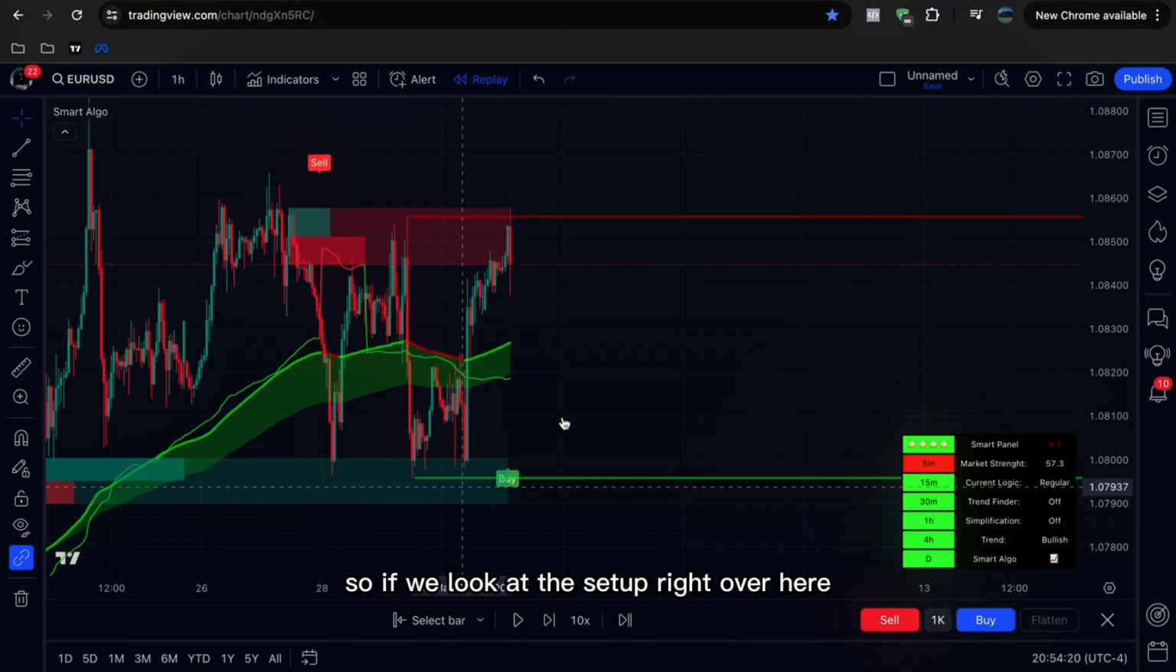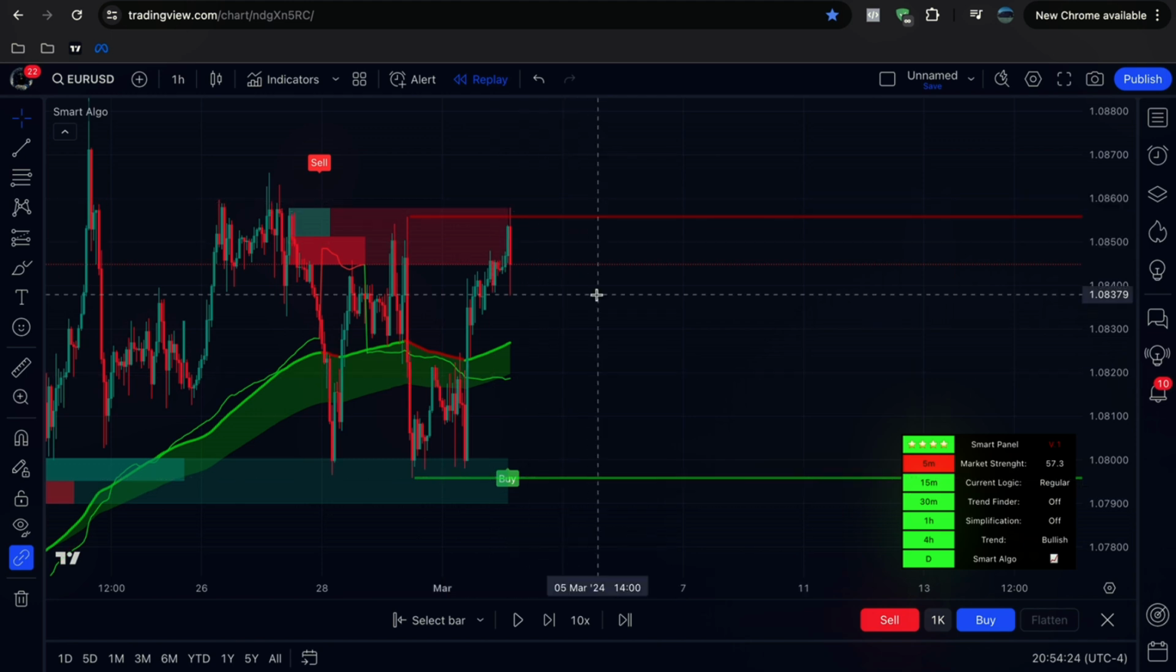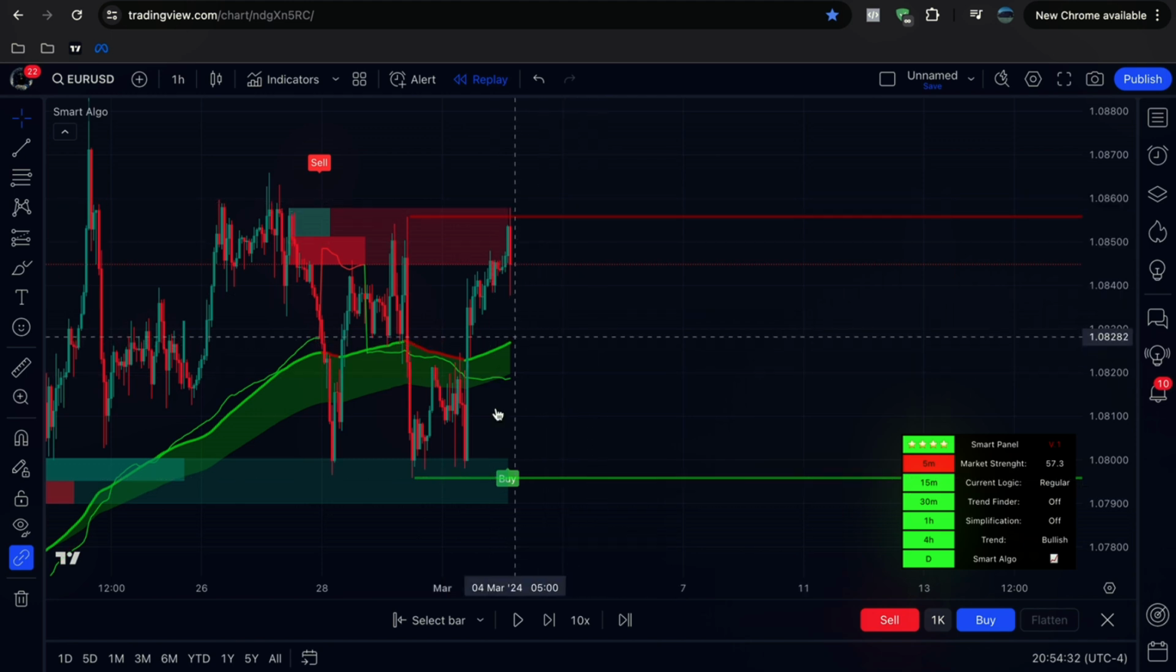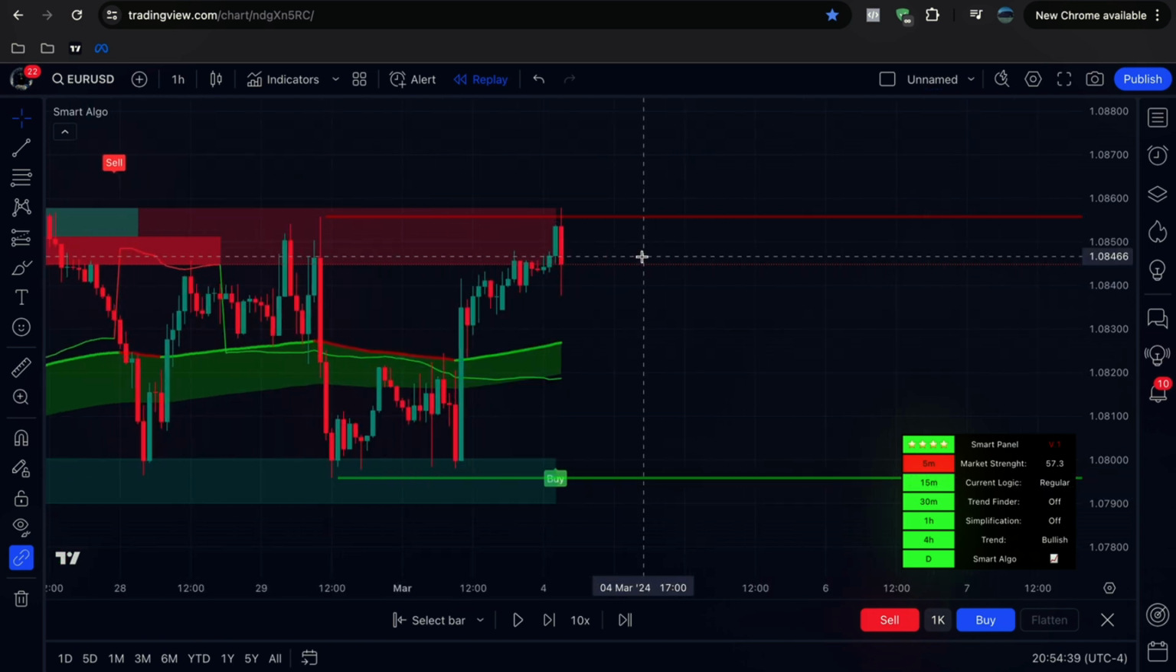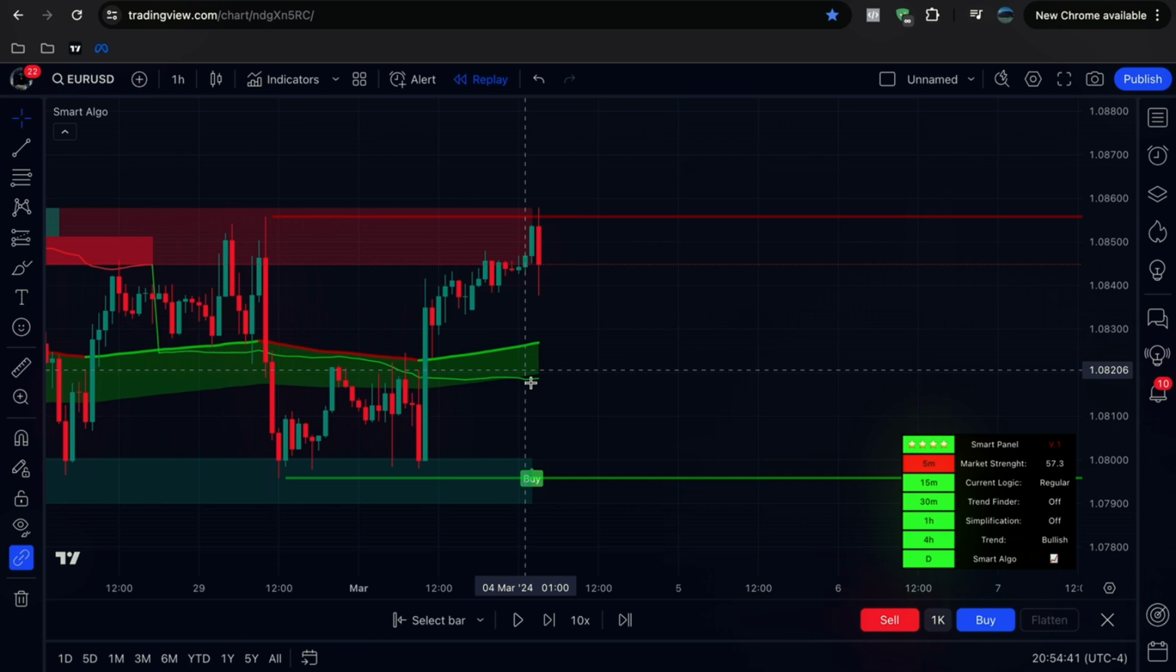Alright, so if we look at this setup right over here, we're going to be looking over a couple things. As you can see, we got our buy signal over here and the candle is fully closed. Zoom in and get a closer look. We can see the buy signal appeared and it fully closed and then a new candle appeared.